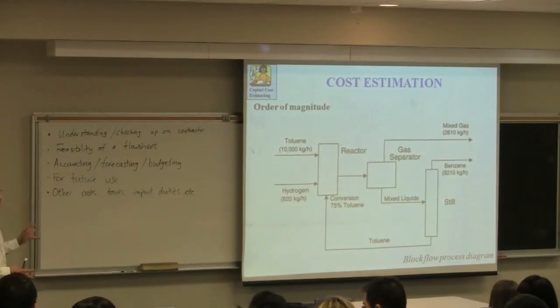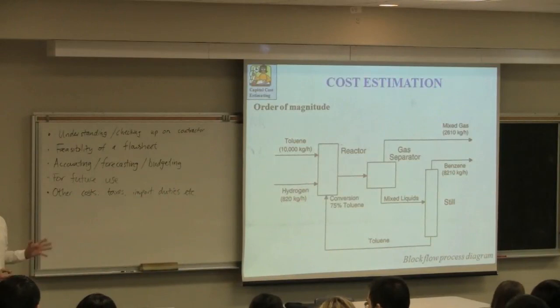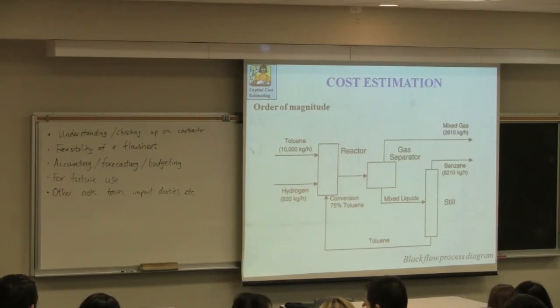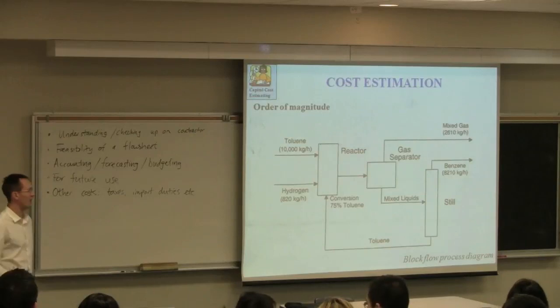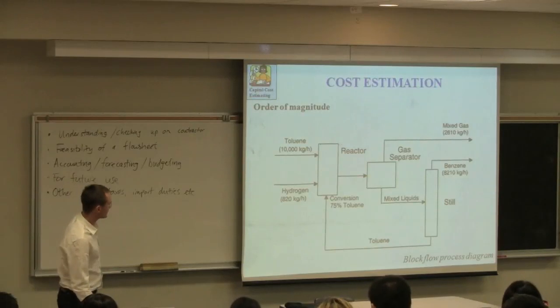This is a very preliminary estimate. This is what we would call the order of magnitude estimate. This is the idea with the engineer sitting around in the room brainstorming different configurations of the flow sheet. So you're producing, in this case, we're taking toluene and hydrogen, and we wanted to convert that over to benzene, and we're going to have some mixed gases as well as our two inputs and two outputs. We're brainstorming different alternatives. We could come up with 3 or 4 different block flow diagrams like this.